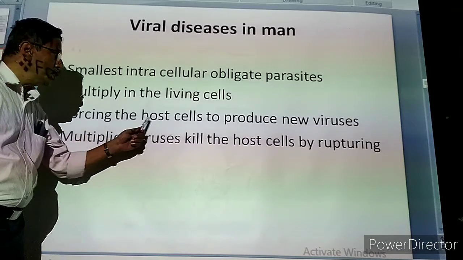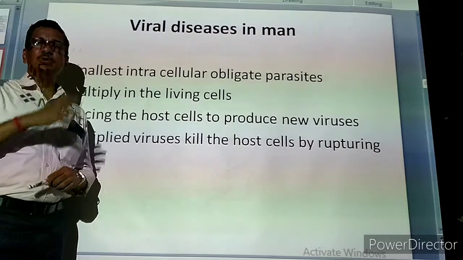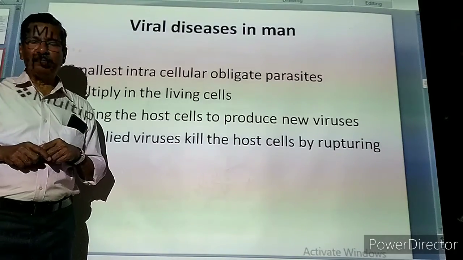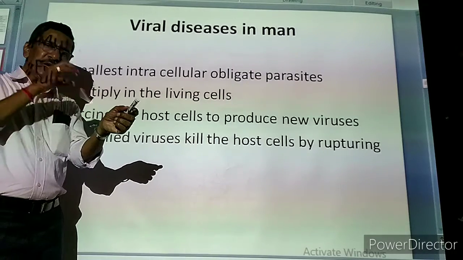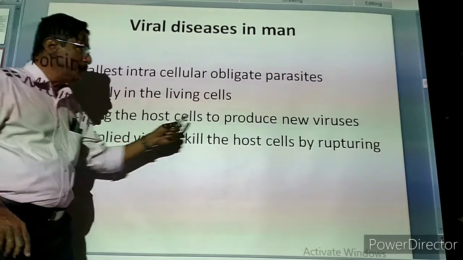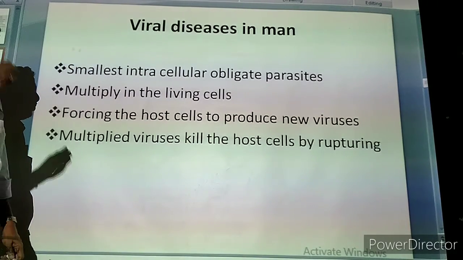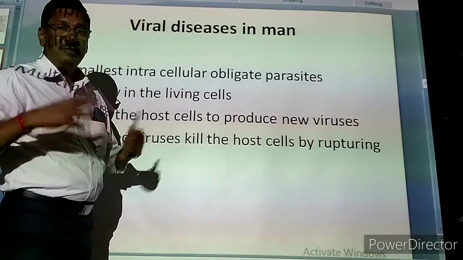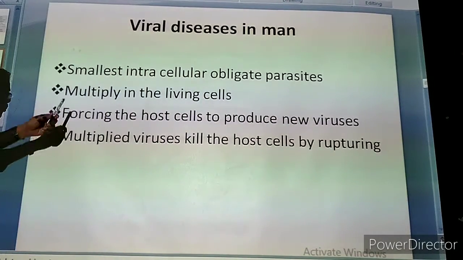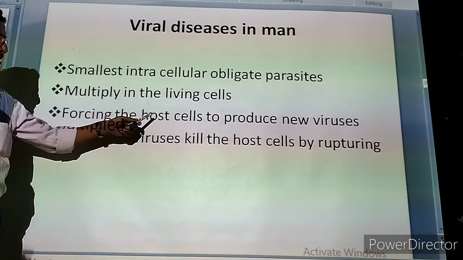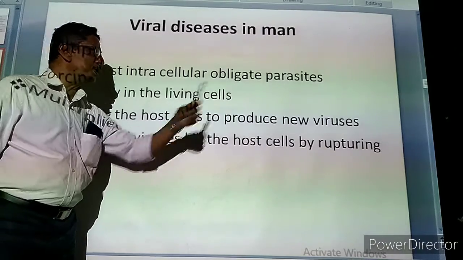Next, forcing the host cells to produce new viruses. For example, a human virus enters into the body of a person, enters into one living cell, and forces the human living cell to produce new viruses of the same kind. Each cell may produce 50 to 200 viruses. So the cell will die, but 50 to 200 viruses will be produced. So forcing the host cell, host cell means a human body cell, to produce new viruses.